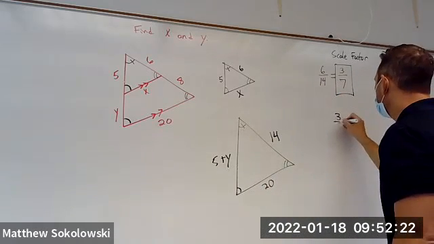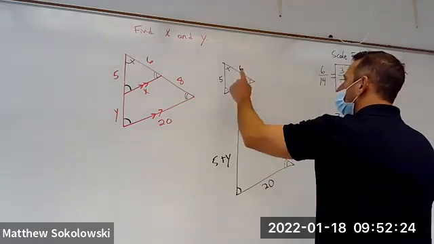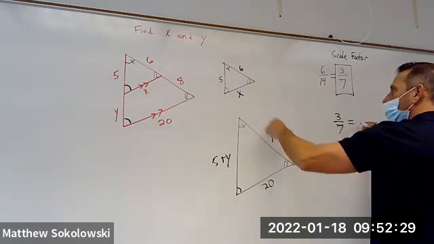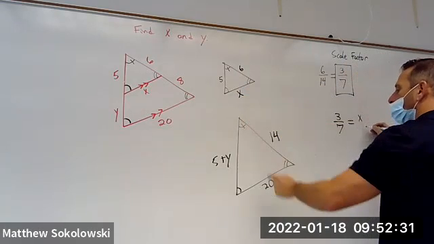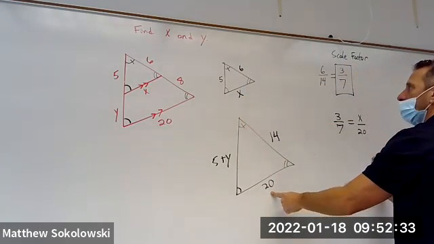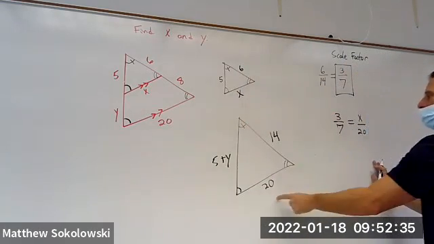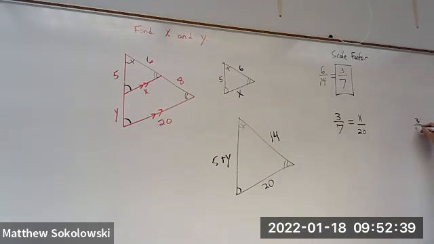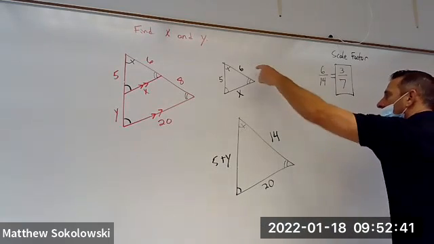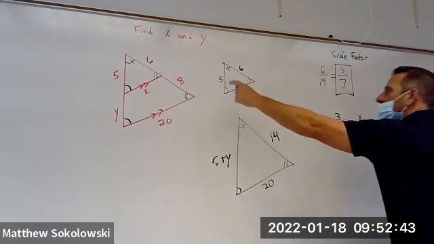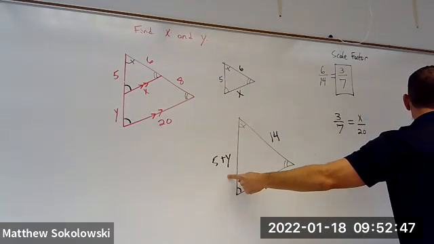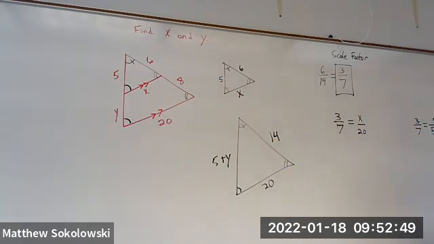So 3/7 or 6/14 equals x over 20. This over this equals this over this. Or 3/7 equals 5 over 5 plus y.